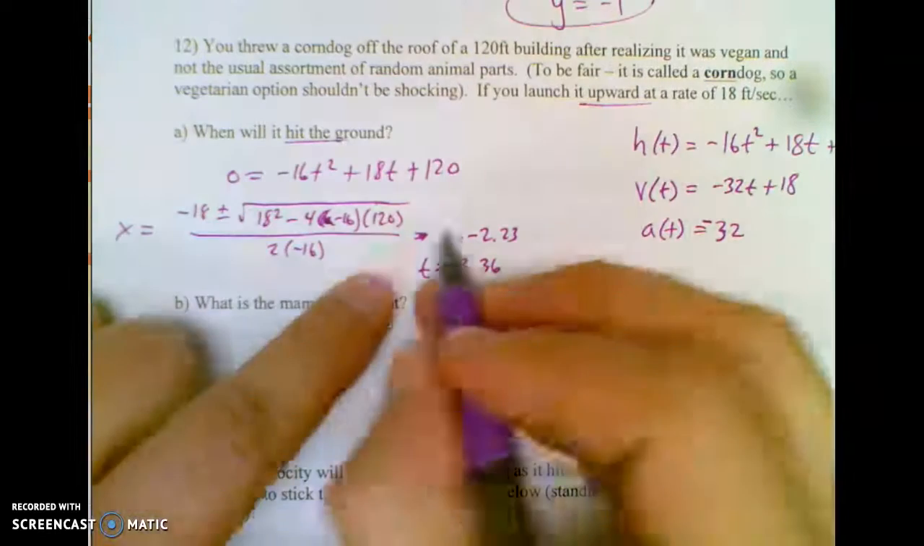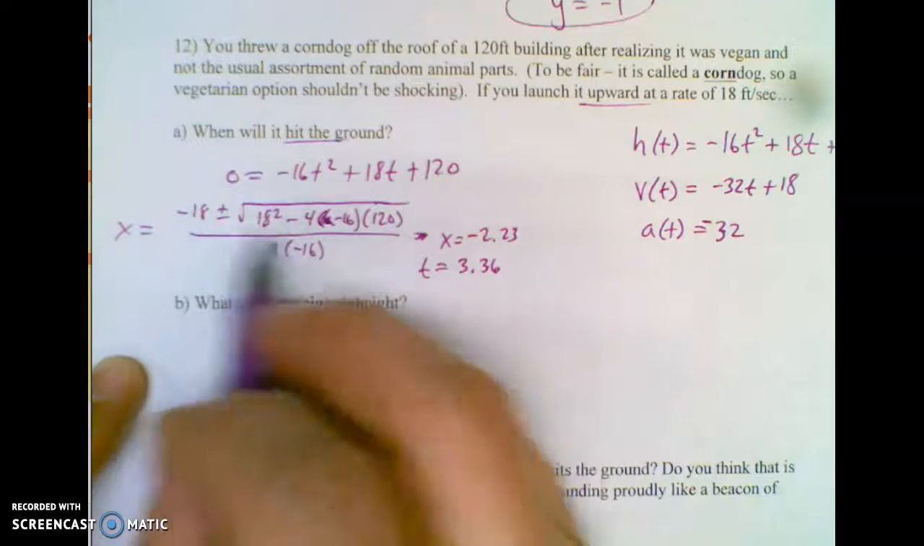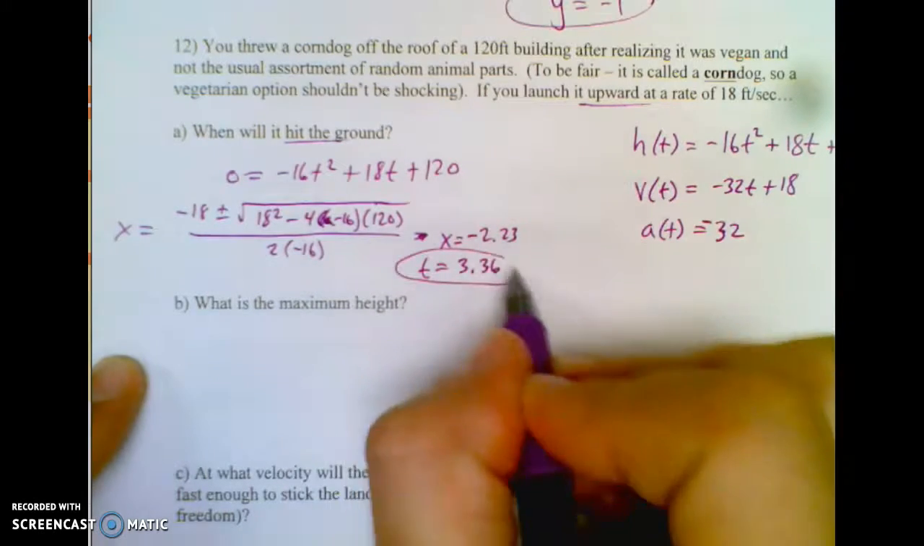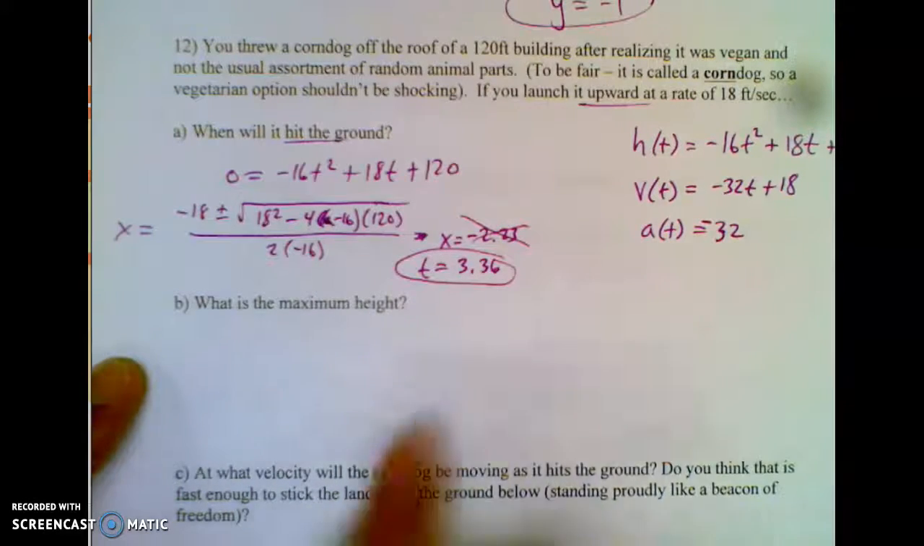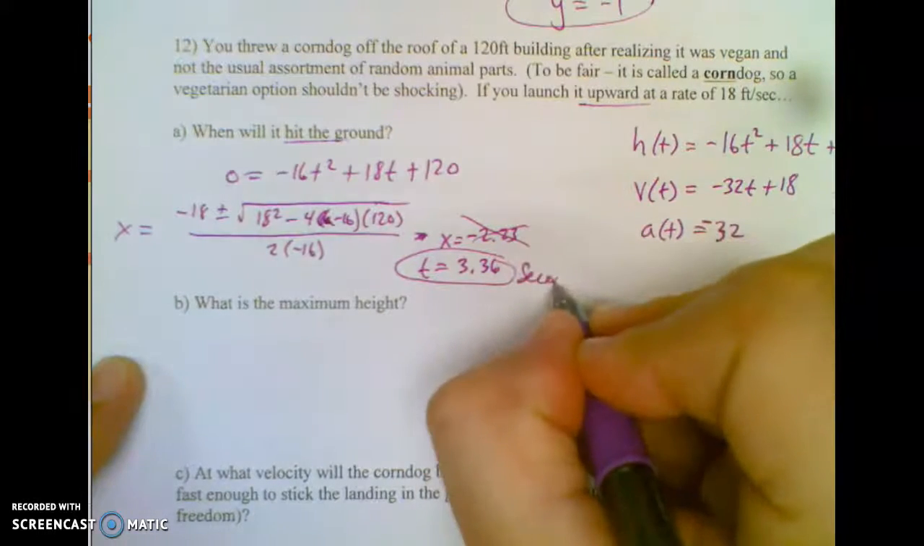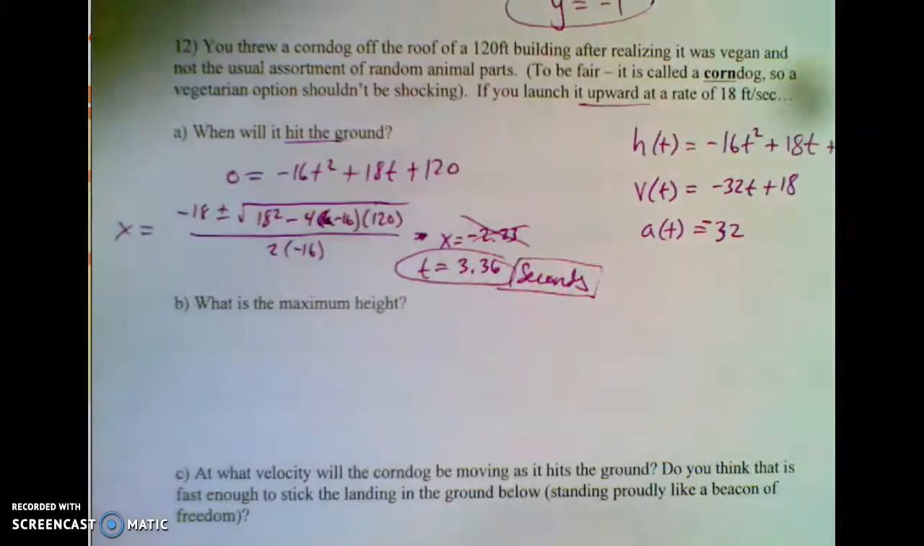Alright, so I got 2 answers when I did the quadratic formula. Remember your A, B, C. You got this crazy formula. It gave me 2 answers. Only one of them makes sense. It doesn't make sense to have a negative time. So I say it takes 3.36 seconds to hit the ground. Remember, word problems deserve word answers.